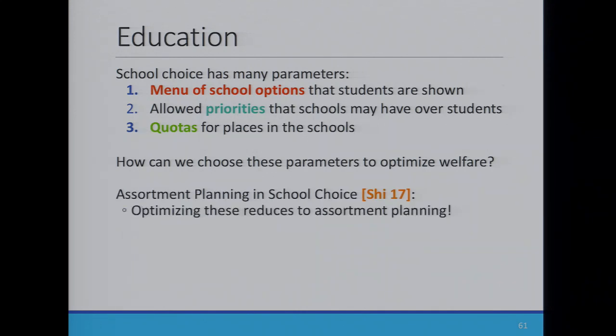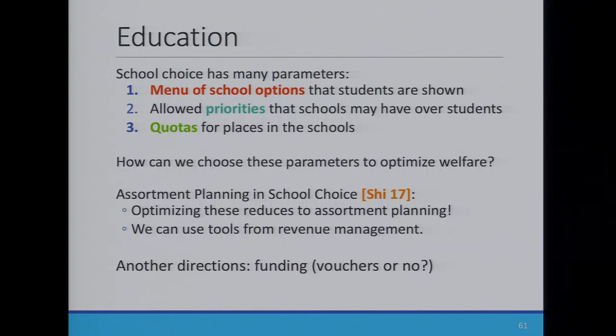A recent paper by Peng Shi that was presented at last year's EC says that this just reduces to assortment planning, so we can use revenue management tools, which I think is really cool because we can find these problems with big impact. This actually would improve welfare in Boston, according to data. We can use our tools to have an impact. So another direction I think is interesting is how should we allocate funding to schools? Should we use school vouchers or improve public education?